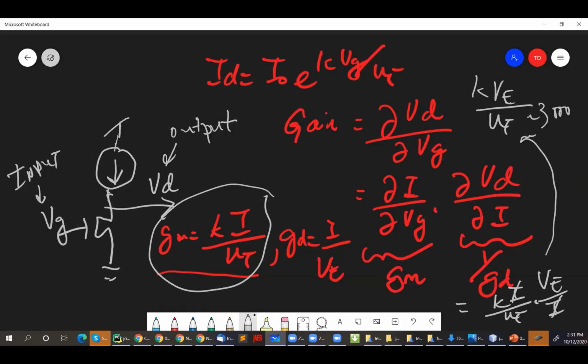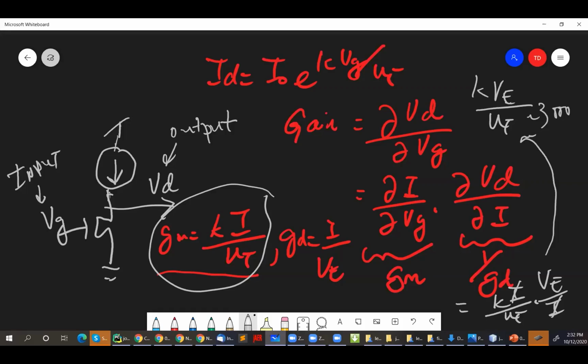That's the nice thing about having exponentials in your current-voltage equations, right? Because the above threshold equations have a square, so it's not going to be as pretty as this. There's going to be a square root of I in there, and also the VG will come into the equation. Yeah, you'll see it.